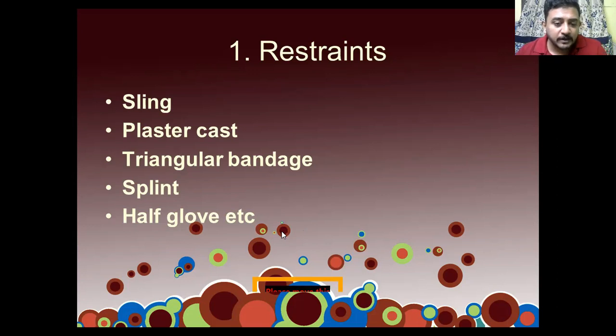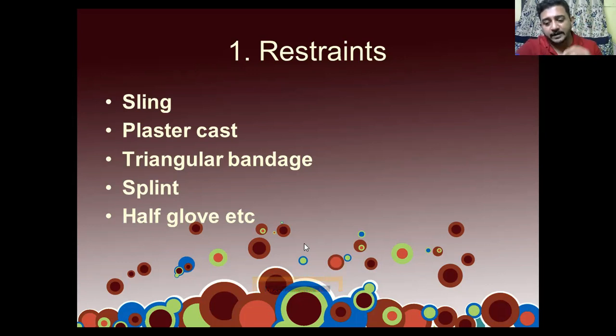You can also use triangular bandages, like in a home situation you can use a towel to hold it in a triangular bandage. You can use some splints. The static cock-up splint you use to hold the wrist in dorsiflexion can also be given to the patient so that he cannot manipulate any object with the unaffected extremity. You can also give half gloves which will restrict only his fingers, which will prevent him from using the fingers for functional activities.